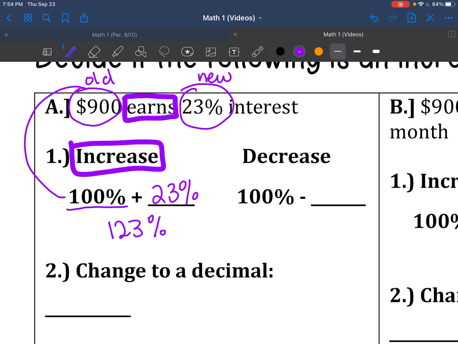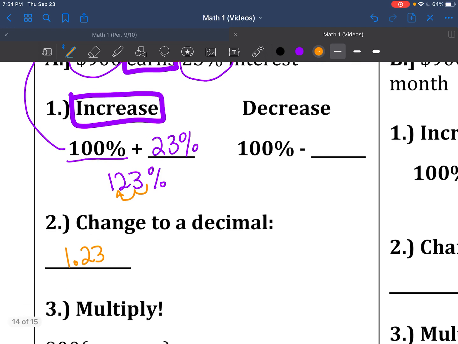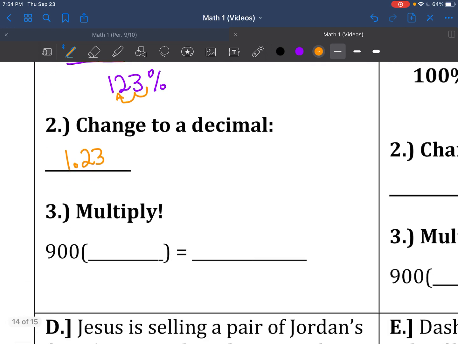123%. Now we got to change it to a decimal, because just knowing that it's a percent is great and all, but to actually figure out how much more money you have, you got to do some math. You got to move that decimal over, which gives us 1.23. And then we're going to take that 1.23 and multiply it to our original 900 to figure out how much we have earned, which was $1107.